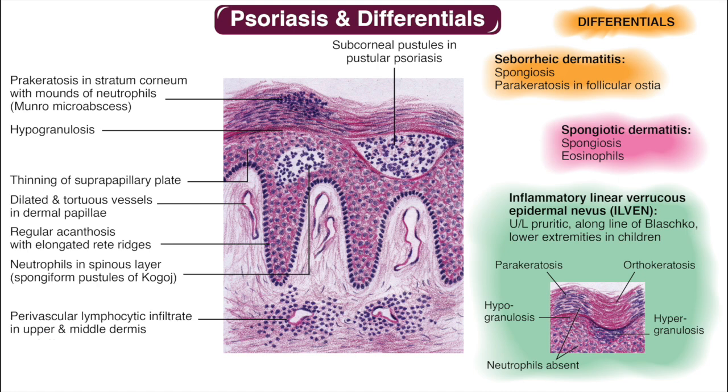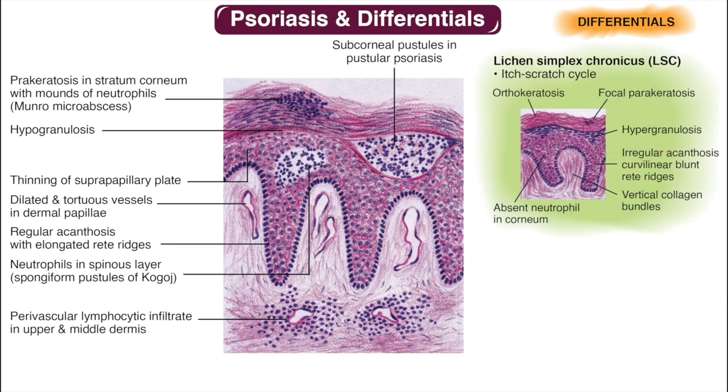Histomorphology demonstrates orthokeratosis and parakeratosis in the corneum overlying hyper and hypogranulosis respectively. No neutrophils in the corneum or epidermis. Lichen simplex chronicus is a chronic dermatitis characterized by an itch-scratch cycle resulting in thick scaly plaques of the skin. Histomorphology shows compact orthokeratosis with focal parakeratosis, hypergranulosis, irregular acanthosis with curvilinear blunt rooted ridges, vertically oriented collagen bundles in the papillary dermis, no neutrophils in the corneum.